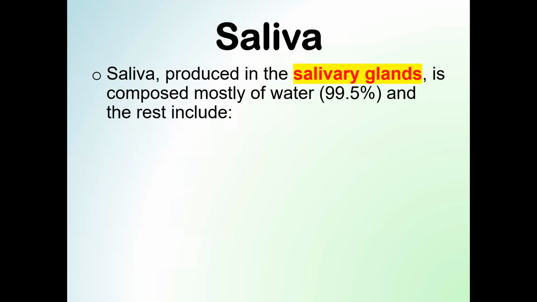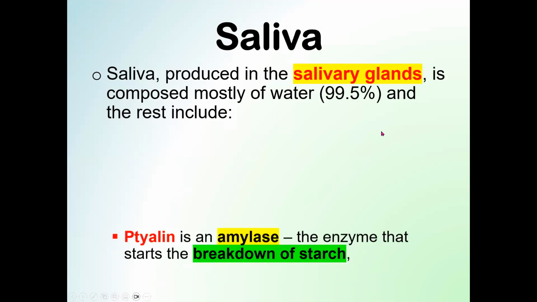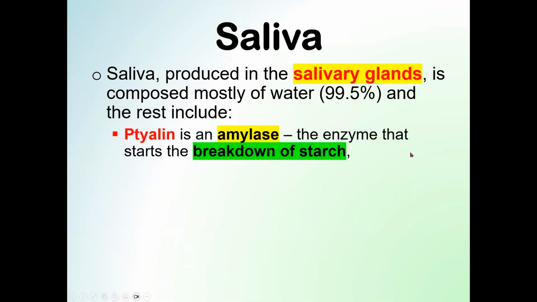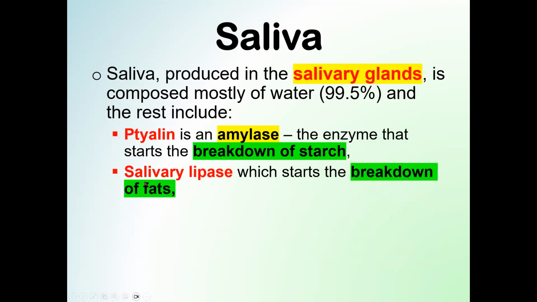Now, saliva is really important, as I said before. It is produced by the salivary glands, and it's mostly water. And what else is there? There's ptyalin, which I mentioned, and that's an amylase. It breaks down starch. The carbohydrates that we eat are mostly starch, and it breaks it down into sugars. We also have salivary lipase. Lipase is an enzyme which breaks down fats. So fats start being broken down in the mouth.